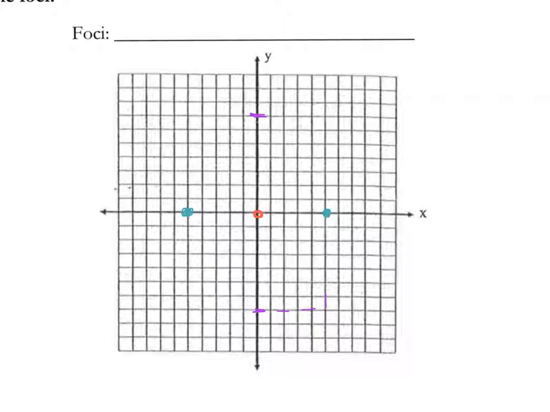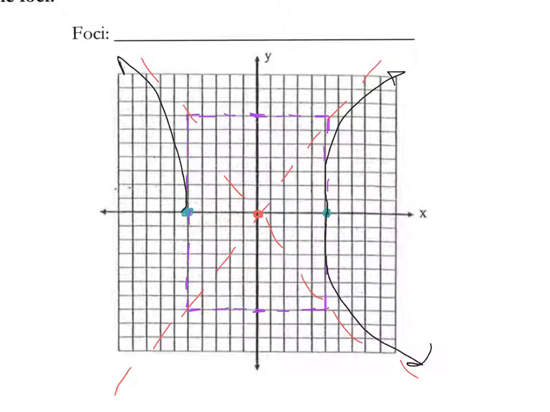And now we can draw the box around. And there's our box. And then we need to draw a dotted line through the corners of the box and through the center. When you're doing this on the quiz, I would suggest that you use a straight edge so that it comes out a little bit nicer. The two curves then go through the vertex and they stay inside of the dotted line. That's what your hyperbola is going to look like.